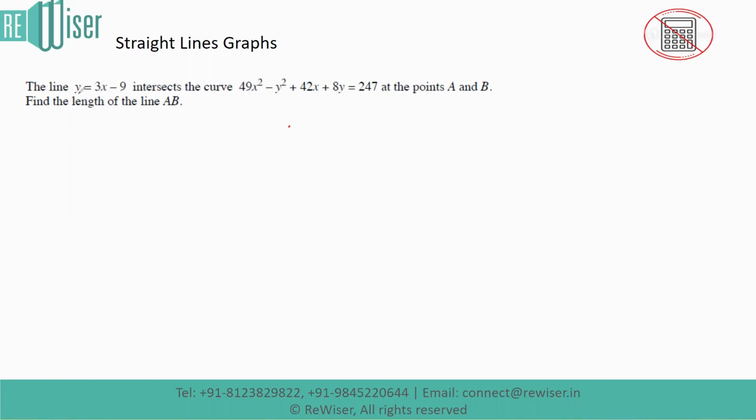So for that, we have to solve these two equations simultaneously. I'm going to solve them simultaneously by substitution. If I call this equation 1 and this equation 2, I'm going to substitute the value of y from equation 1 in 2. So my equation 2 would become 49x squared minus, in place of y, I have to put 3x minus 9, so (3x minus 9) whole squared, plus 42x plus 8 times y, which is nothing but 3x minus 9.